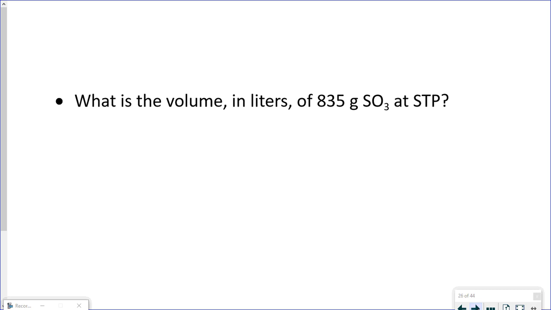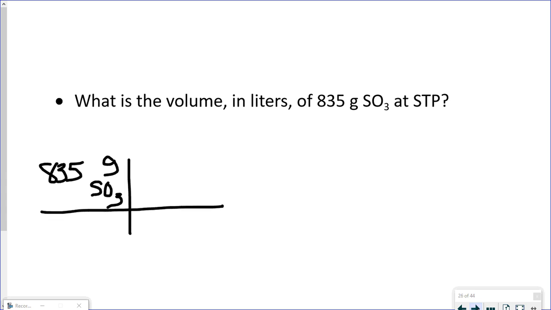Here's our example. It wants to know what is the volume in liters of 835 grams of sulfur trioxide at STP. So remember, with these problems, any conversion, you're always going to start with what is given. So we're going to start with the 835 grams of sulfur trioxide. We said that our first step was always to get to moles. So we're going to get rid of grams. So that will go in the bottom of our next step to change into moles.